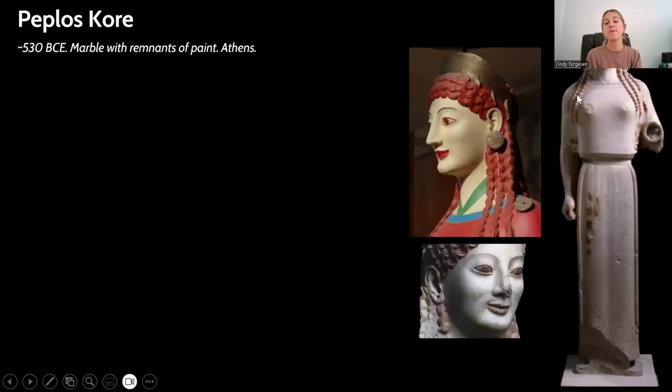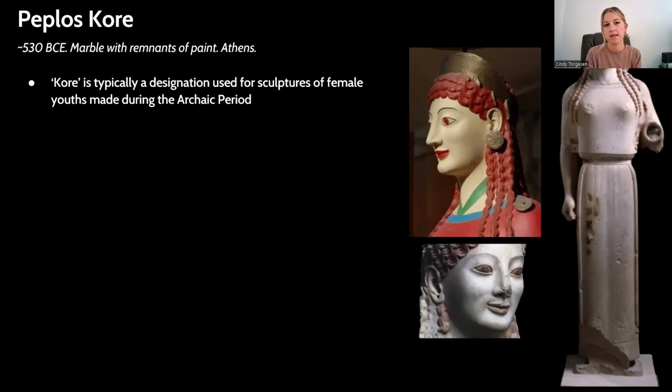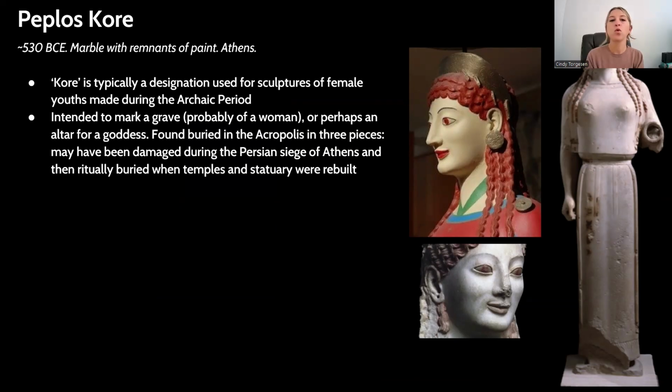So we're looking at this peplos Kore. The peplos is a reference to the dress that this figure is wearing. And again, the Kore just means female youth, which is a designation similar to the Kouros for the male youth. We're looking at, again, something that would have been used as a grave marker. However, this one in particular was found buried beneath the Acropolis. The Acropolis is an important location in Athens that we'll talk a lot more about later.